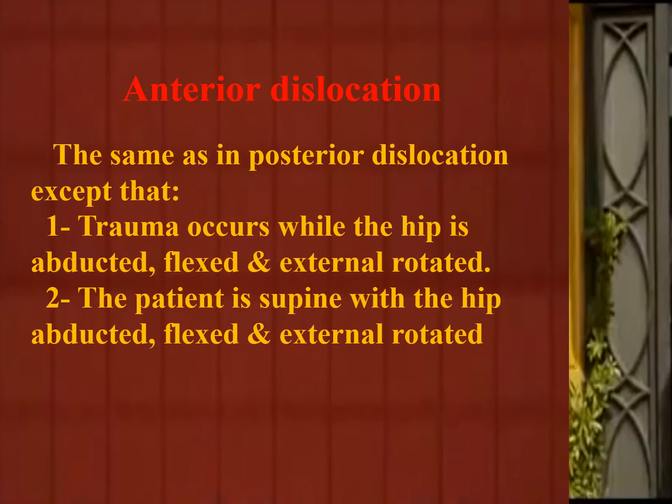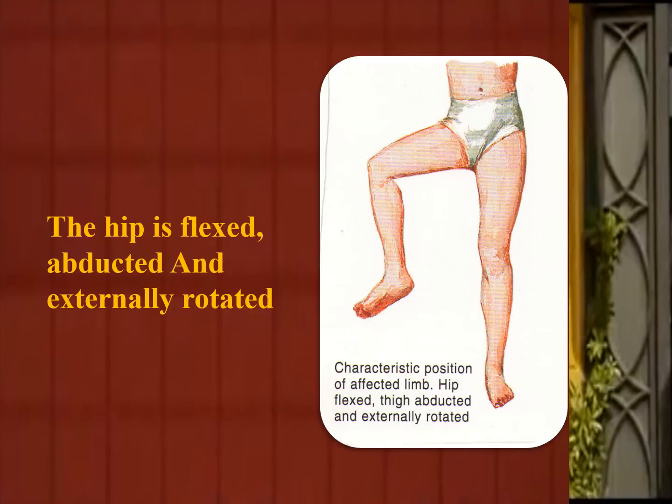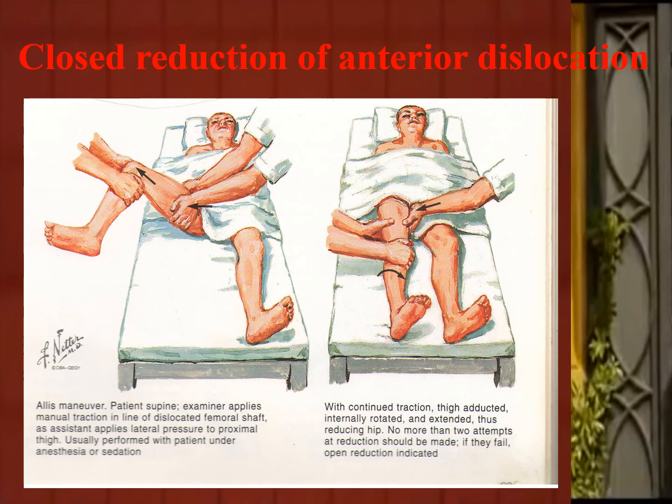Anterior dislocation of the hip is the same in everything as posterior dislocation, except that the trauma occurs while the hip is abducted, flexed, and externally rotated, and the patient is supine. That's how anterior dislocation occurs, by severe trauma with the hip abducted, flexed, and externally rotated, as shown in this picture. The patient comes to us supine with the hip flexed, abducted, and externally rotated, of course with some shortening of the affected limb. That is how to reduce anterior dislocation of the hip.